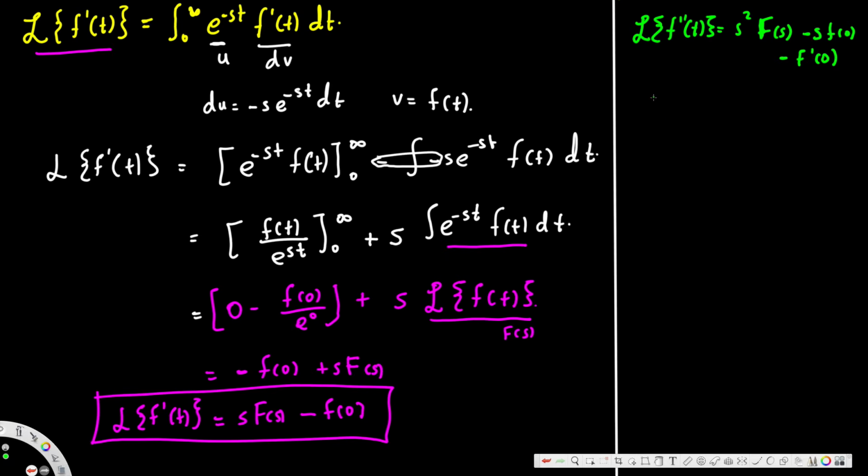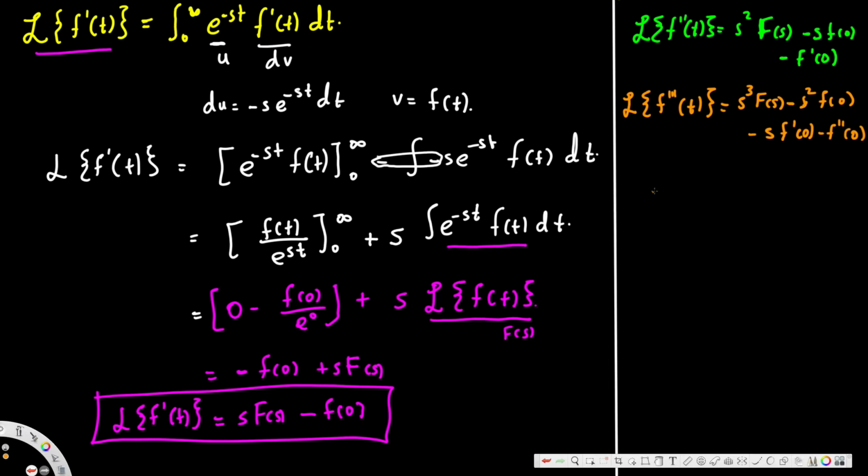Like let's look at some other, like third derivative, fourth derivative and everything, so we can see the pattern clearly. So let's see what happens if we have third derivative, L of f triple prime of t. If we have this one, this is going to be s cubed F of s minus, since we have third order, s squared f of 0, and since we have third derivative here, we will have to multiply this one by s f prime of 0, and also we will have f double prime of 0.